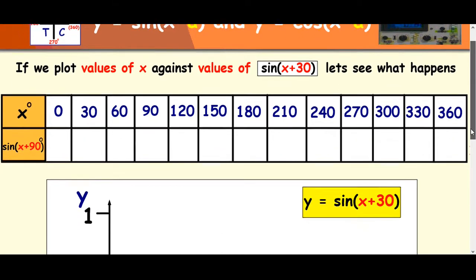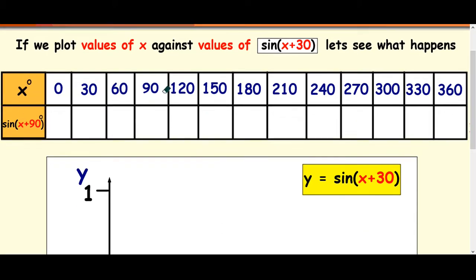So let's look at this in more detail and try and draw it. What I would do is copy the table out as we did before, and fill out all the details. The only thing I'm going to change here, for some reason that says 90, I'm going to change that to 30 there. So we're looking at sine of x plus 30. If you pause it, try and complete the table, and then we'll look back at it.